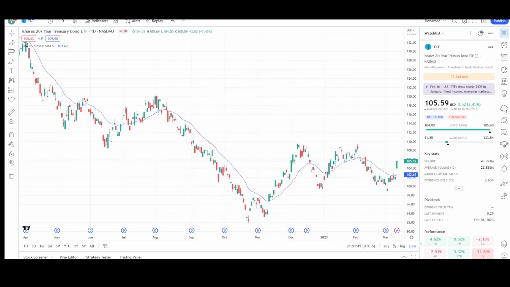I will first go over what I see in the daily chart and finish the video off with the weekly chart. So I'm also going to be looking at TNX today with TLT.